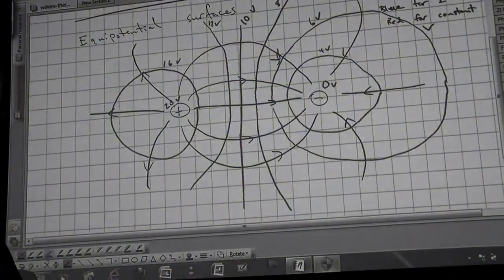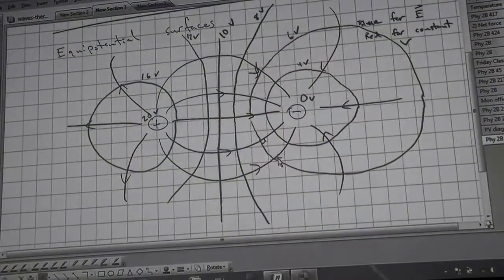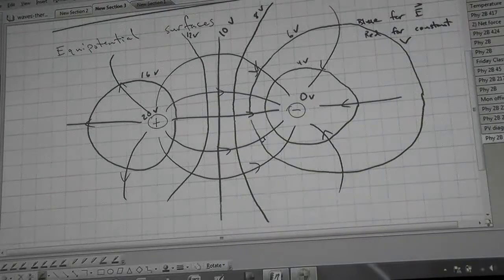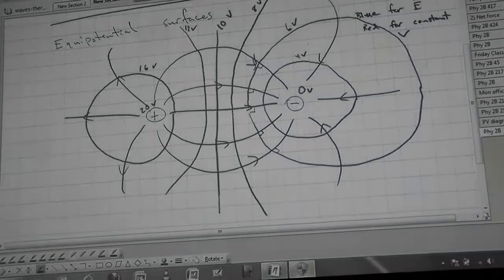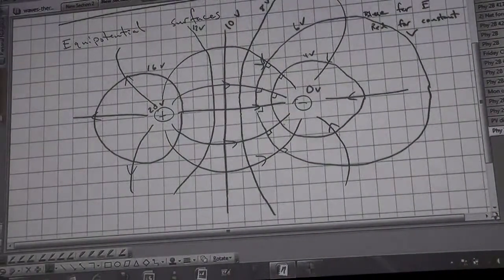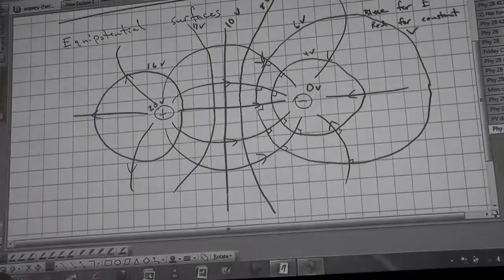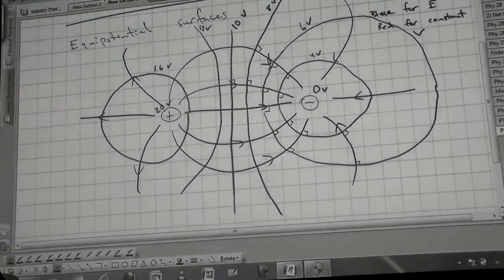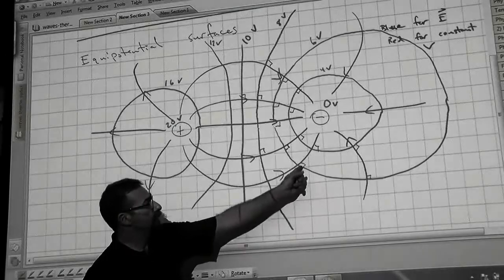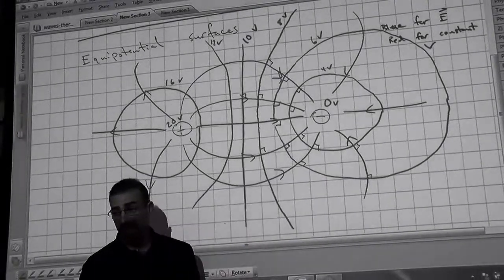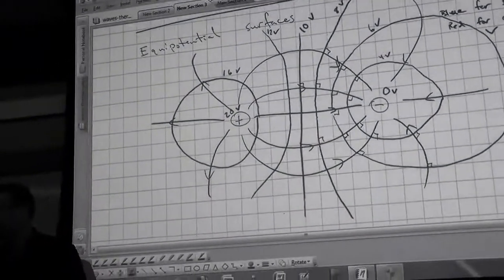So let me try to draw some. These are perpendicular to each other. Perpendicular. Okay? And because they are always perpendicular, as you're moving along the red path, the electric field is always perpendicular to it. It's never pushing with you or against you.